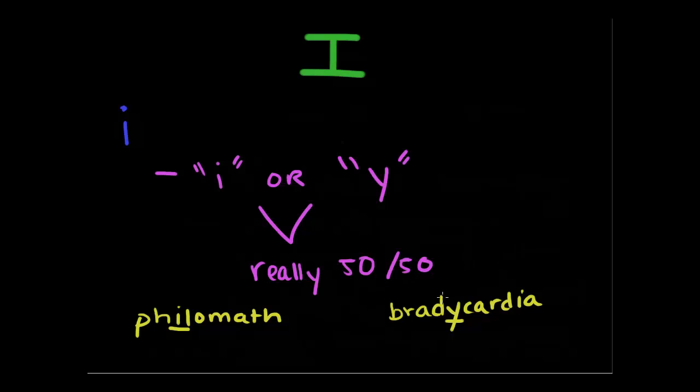Now, another example I can think of is the opposite of bradycardia, which is tachycardia. It's a fast heart rate, and again, tachys means fast. You've got that Y there again.